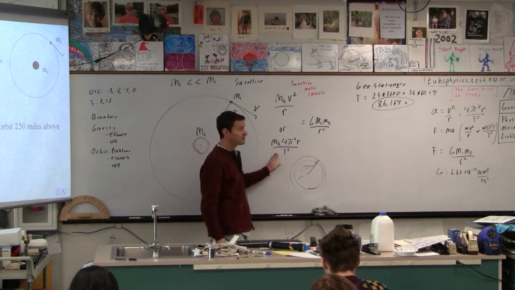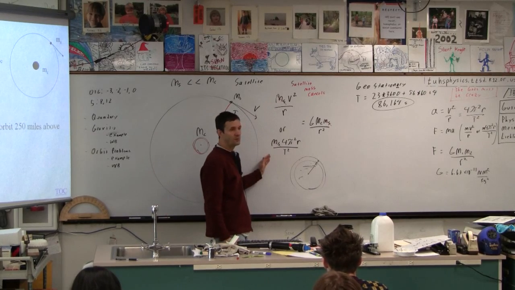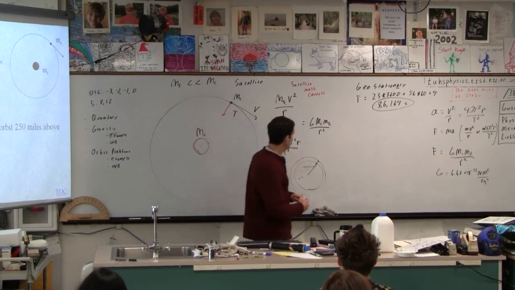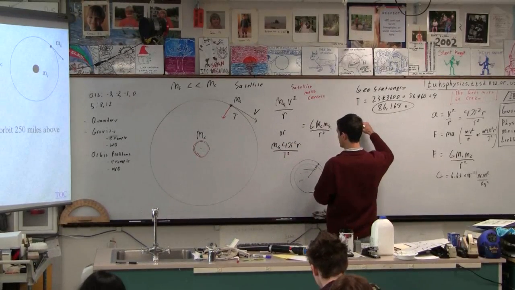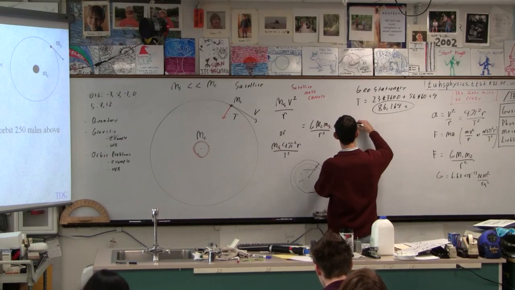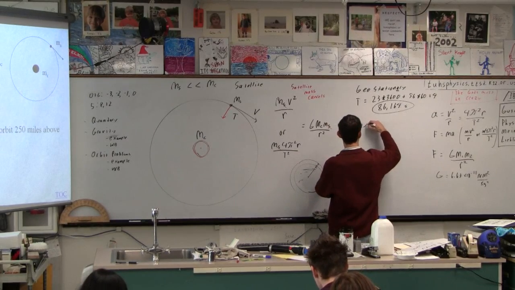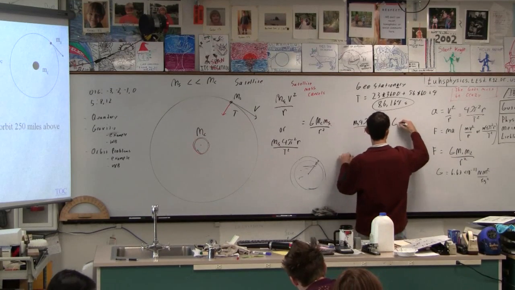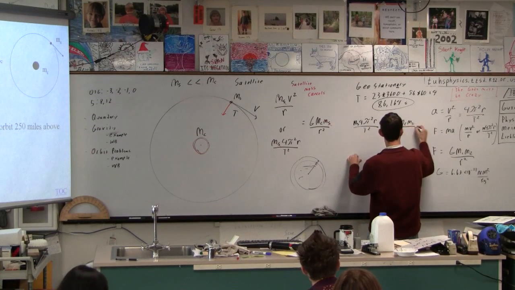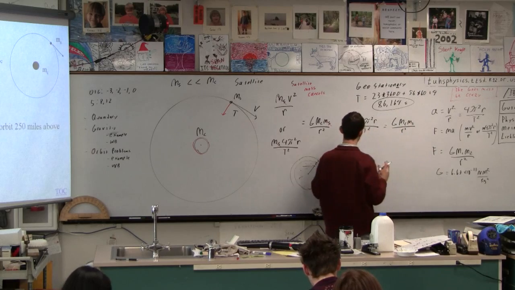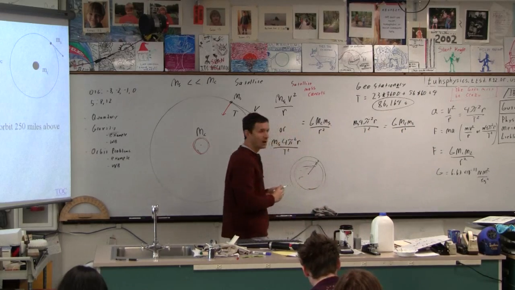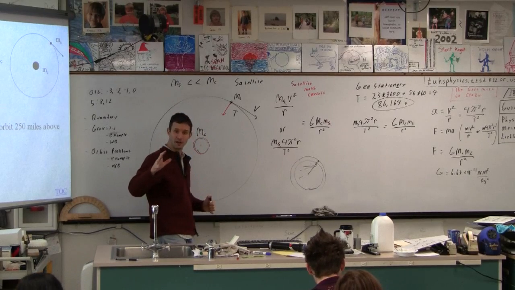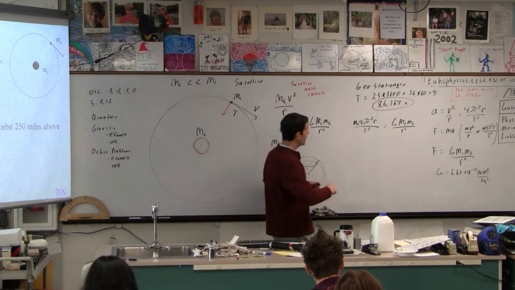Which one are we going to use? If we know the period, which orbital condition? Yeah, let's use this one. Okay, and this is where the going gets rough. Mass of the satellite, 4 pi squared r over T squared is G mass of the central body, mass of the satellite over r squared. And what are we solving for? Trying to find r. How far out is the geostationary orbit?